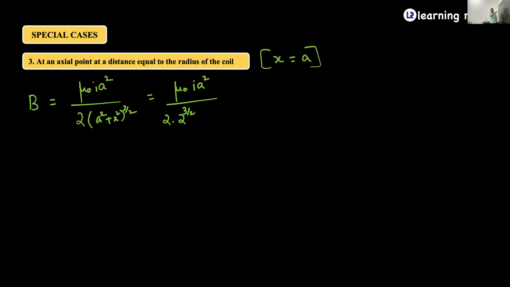Inside you have a square, so a square the whole power 3 by 2 gives a cube. A square will cancel this a cube once. So you're left with mu naught I divided by 2 power 5 by 2 times a. See, these things can directly come as an MCQ question in your exam also. These are all the cases I am giving; in your textbook it is not there. Okay, so make a note of it.